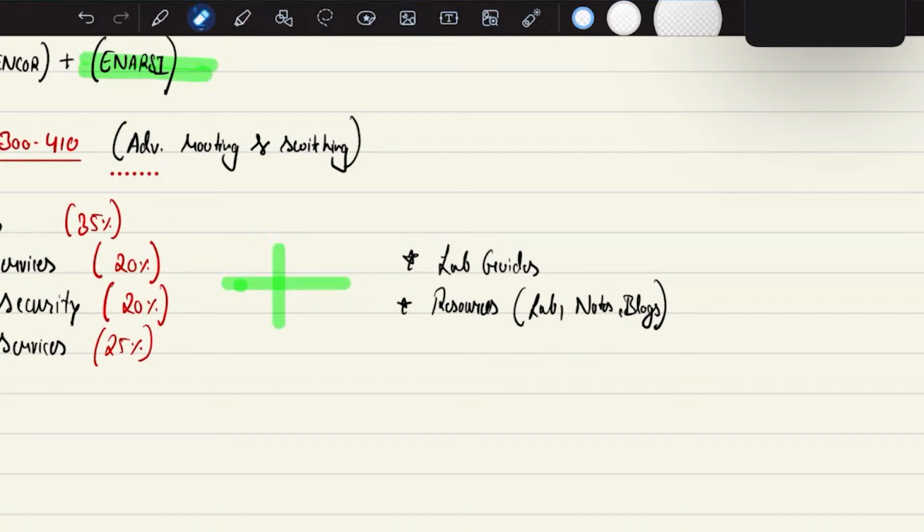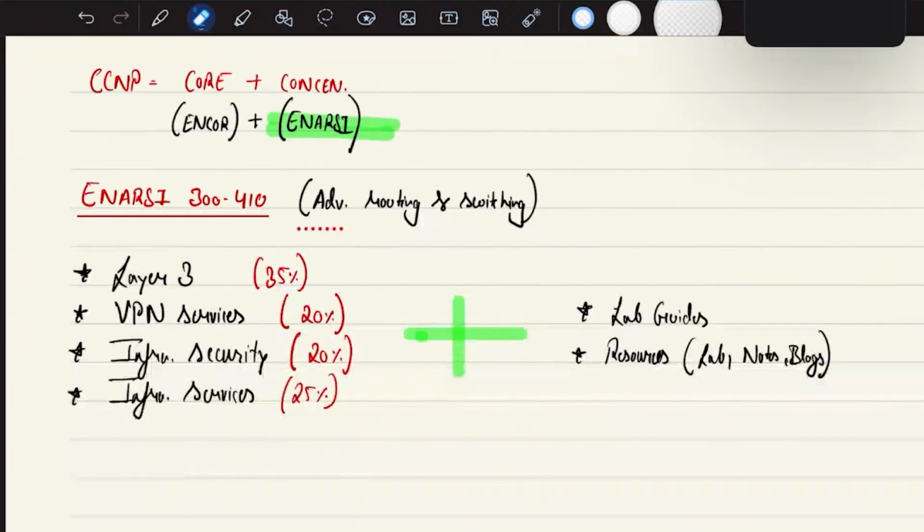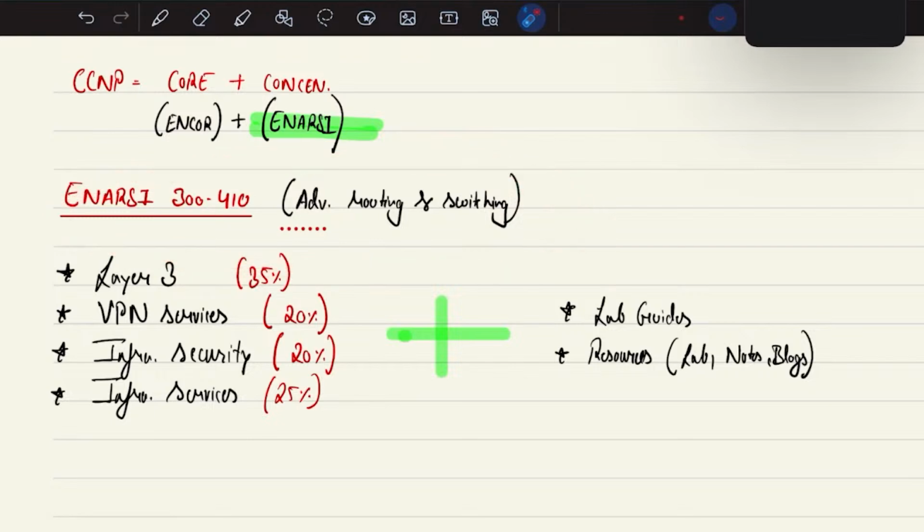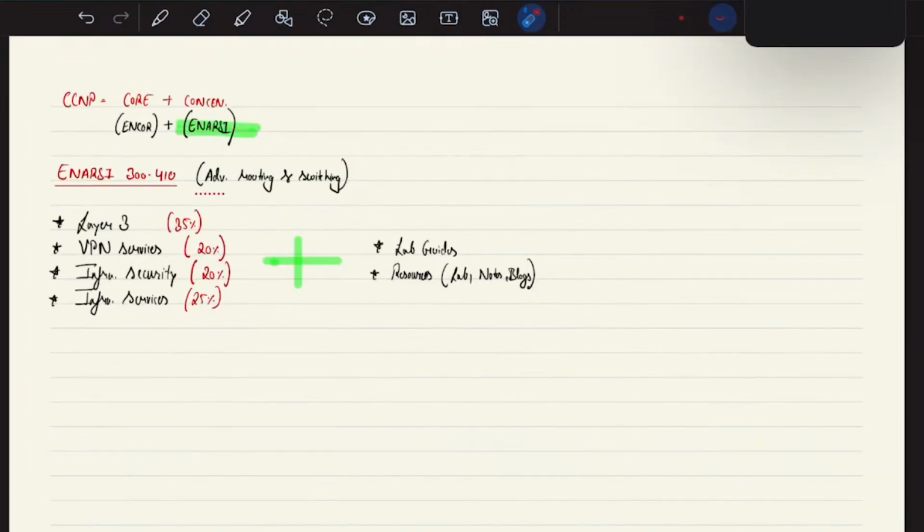So that's all about the topics that are going to be included in the 300-410 ENARSI exam, and this is how basically you need to go through it. Before going for the CCNP ENARSI examination, the prerequisite is that the candidate must have good knowledge of the ENCOR certification. Then it is easier for the candidate to understand the ENARSI course content.